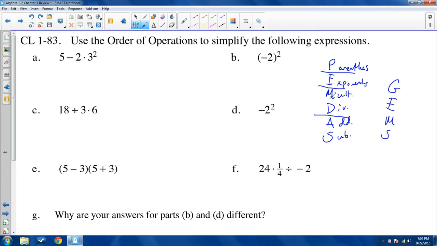Then there's multiplication and division. If I'm down to only multiplication and division, I'm just going to go left to right, literally. I don't want to do things on the right first, because that'll affect my answer. You'll see an example here. And then addition and subtraction are my lowest here. I will go left to right there if that's all that I have left as well. Okay, so letter A, let's go ahead and get started on this.